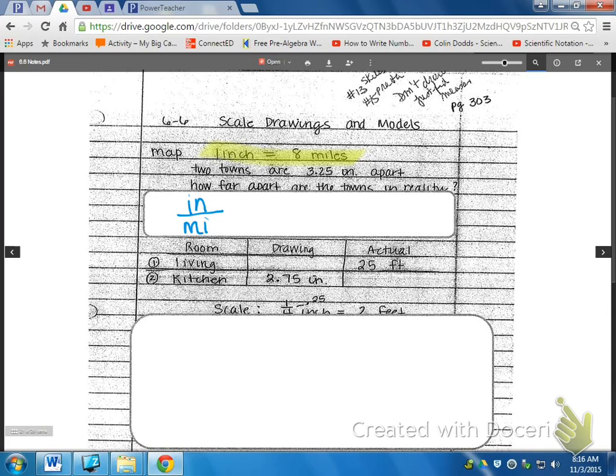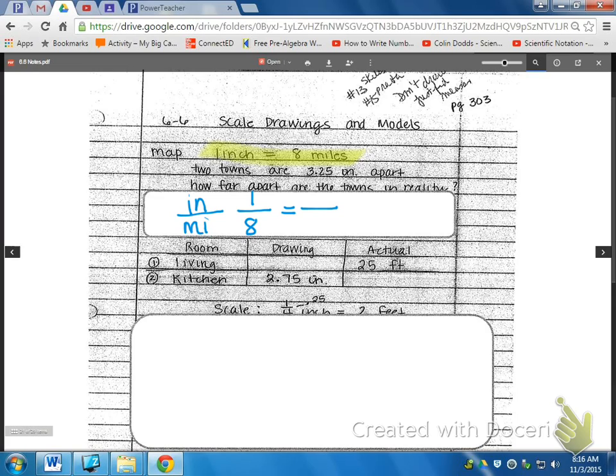That way, anytime you write anything from this, you'll know inches are on top, miles are on bottom, or vice versa. Okay, so you will write a proportion. So fraction bar, equal sign, fraction bar. That's the way you start. You should put the key or the scale that they give you in the first ratio. So 1 inch equals 8 miles. You're going to put 1 over 8.